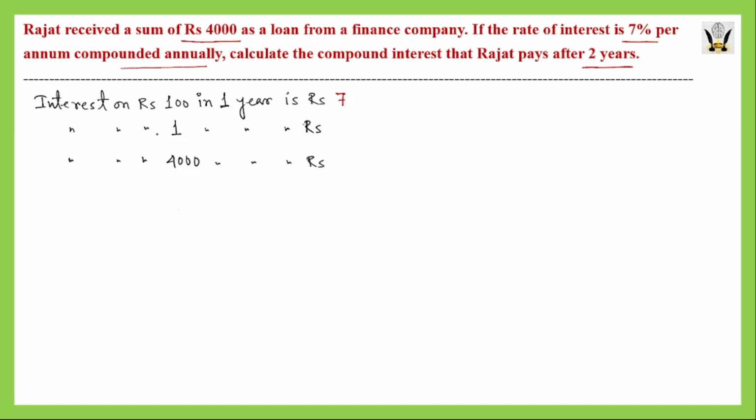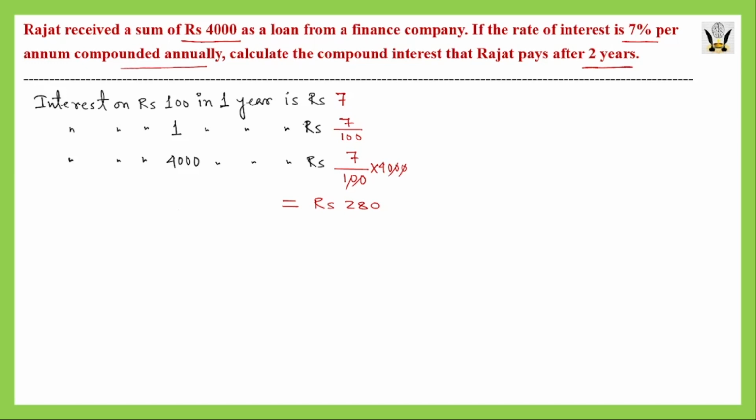Now when the principal amount is 1, definitely that interest will be less than 7. So it will be 7 divided by 100. Now when that amount is 4,000, definitely it will be 4,000 times this amount. So it will be 7 divided by 100, which is for rupees 1, and now when the principal amount is rupees 4,000, it will be 4,000 times. It will be then rupees 280. So this is the interest that Rajat needs to pay after 1 year.